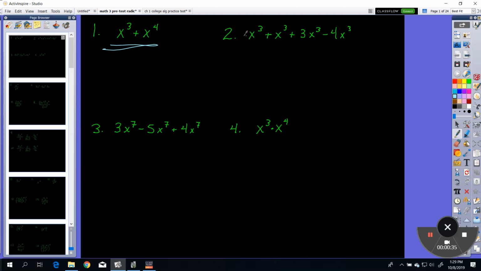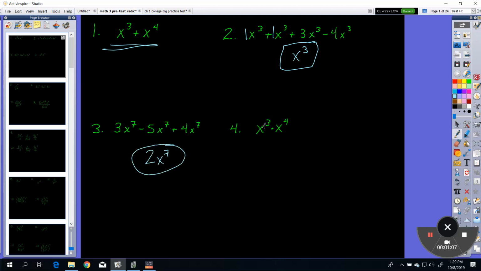On number two, it says we have one of these plus one more plus three more, and then we're going to take four of them away. So 1 plus 1 is 2 plus 3 is 5 minus 4 is just one of them left. Notice how they're all the same thing, so I could add them together. Number 3, similar idea. It says I have 3 of these x to the 7th. I'm going to take 5 of those away, and then I'm going to add 4 more on. So 3 minus 5 is negative 2. Add 4 to it is 2x to the 7th.